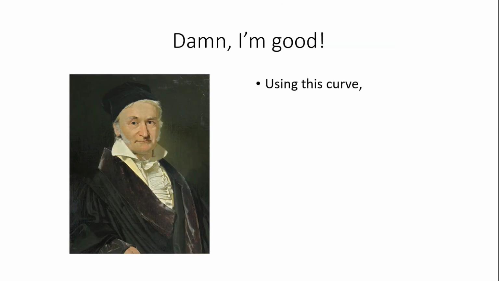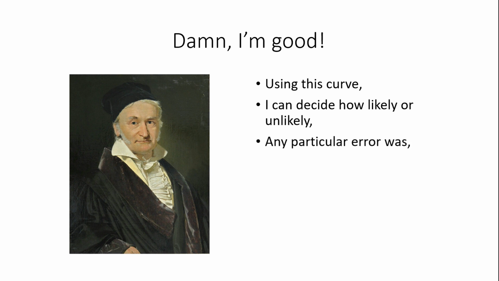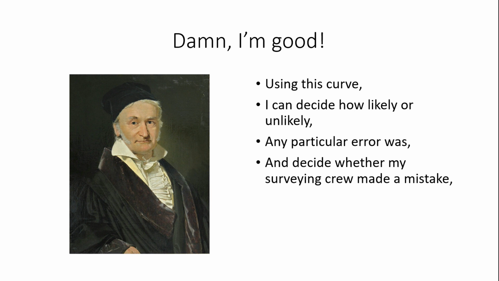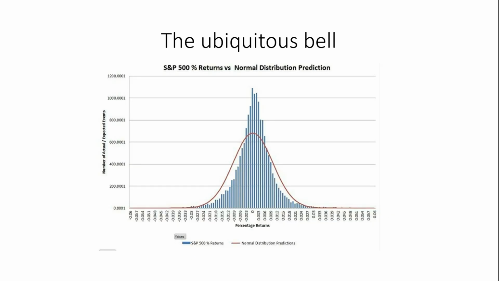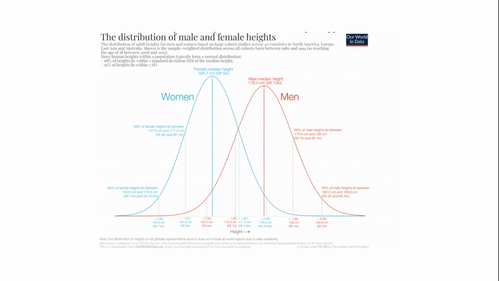So Gauss says, using this curve, I can look at the scores that my surveyors bring back and decide how likely or unlikely any particular error was, and I can tell whether the crew made a mistake, or whether their equipment needs to be recalibrated, or whether they're either corrupt or incompetent. And it turns out that that set of processes shows up all over the place in nature. This is the return on Standard & Poor's 500 stocks, and this is the distribution of height in the population.